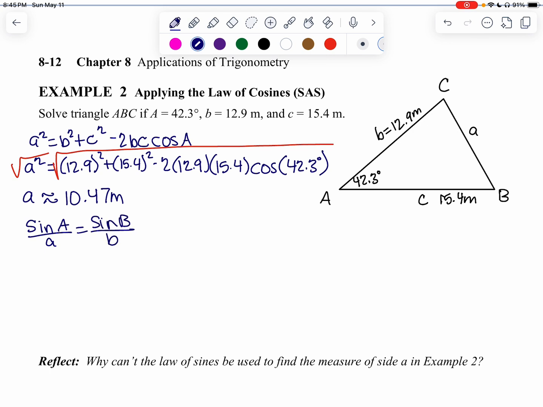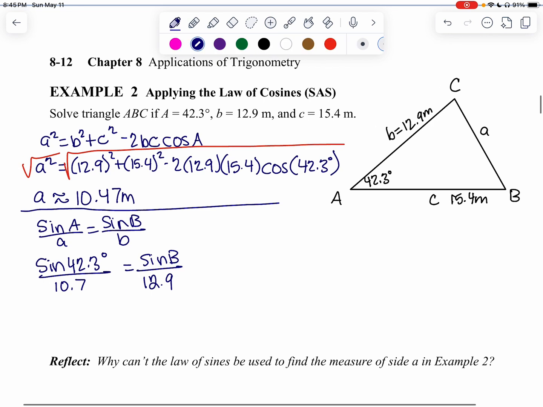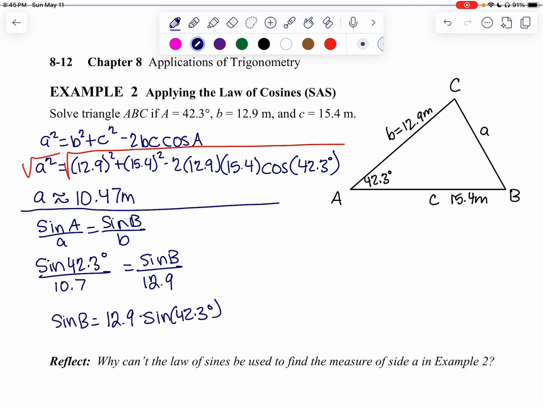We're doing sine on top because we're looking for angles. So sine of 42.3 degrees over 10.7 equals sine of B over 12.9. When we multiply both sides by 12.9, we get that the sine of B is equal to 12.9 times the sine of 42.3 degrees over 10.7, and we can put all of this into inverse sine.